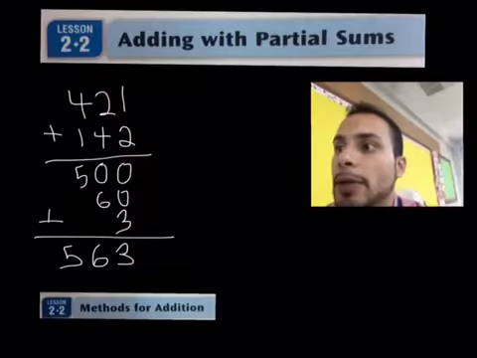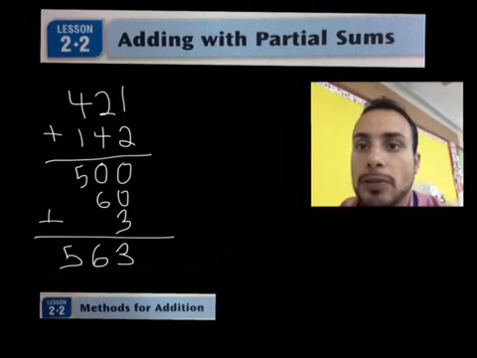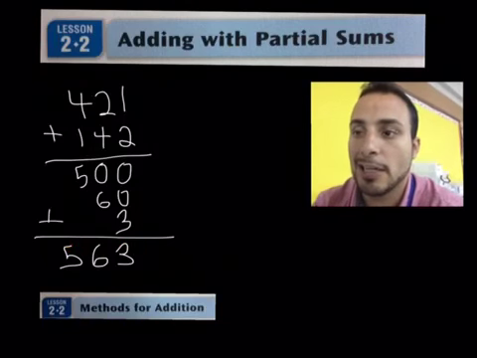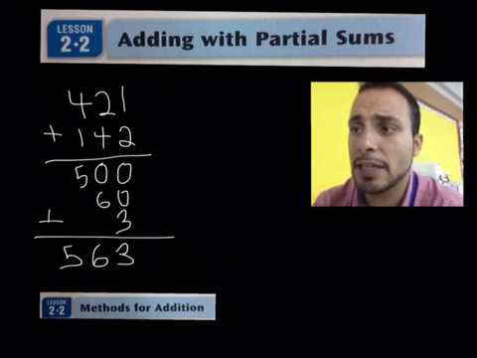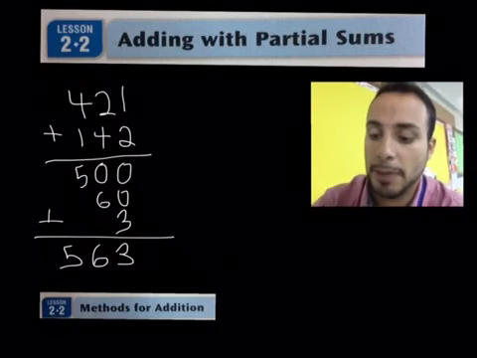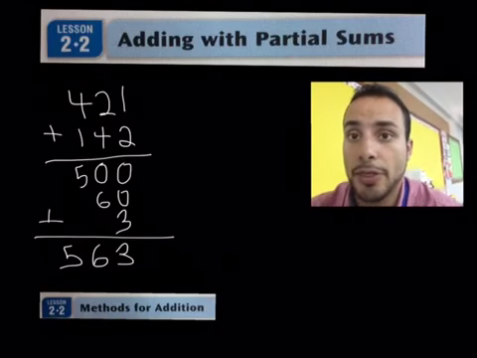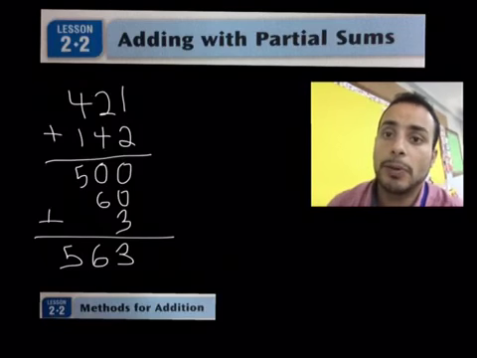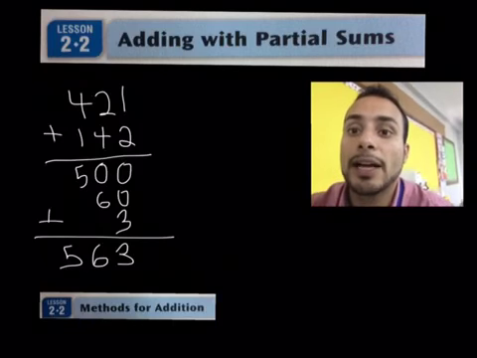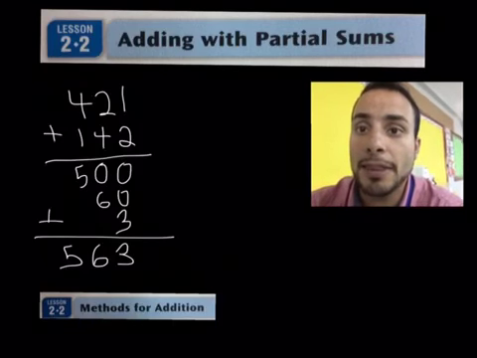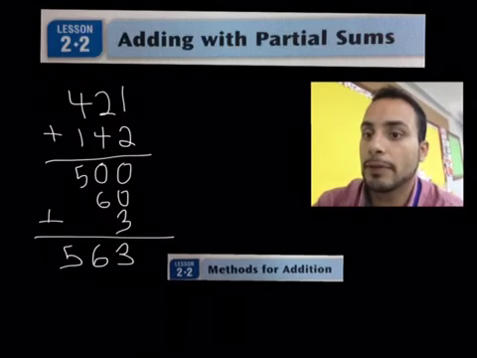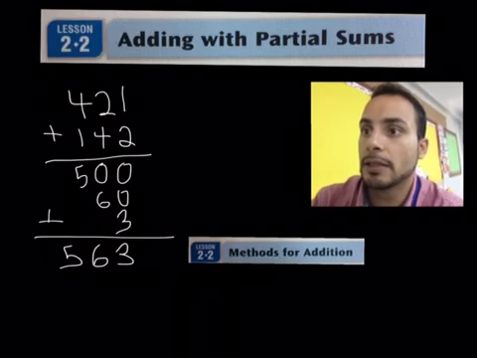So 421 plus 142 equals 563. And that's considered partial sums. Now, that is what you were expected to do on page 32. Okay? But today we're going to work on page 33 of your math journal, and you can actually use different methods. So when you look at the top of page 33, you will have different methods. So let's work with that.